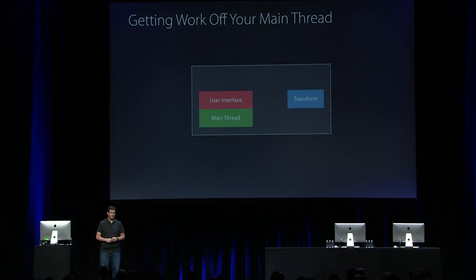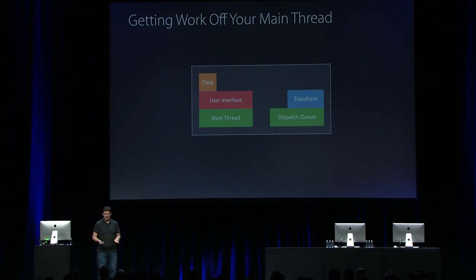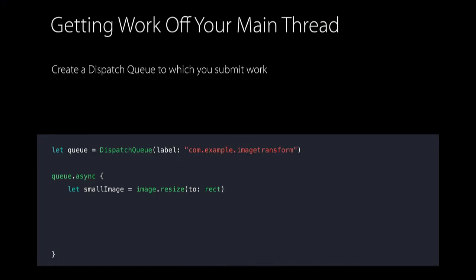So you can take the transform and you can back it with a dispatch queue. And now, when you want to transform data, you can move the value of that data to your transform code on the other queue, transform it, and then send it back to your main thread. This allows you to perform that work while the main thread is idle and servicing events. So what does that look like in real code?